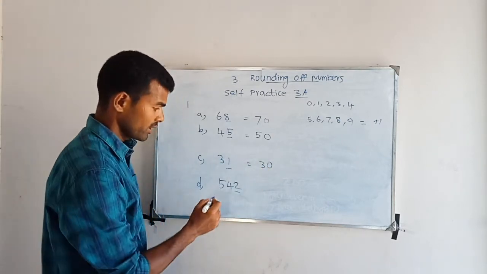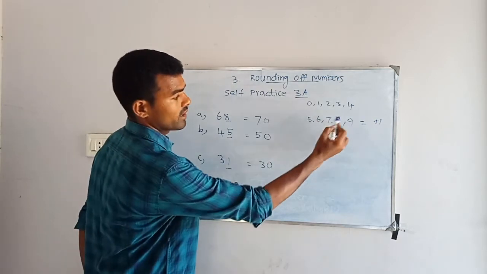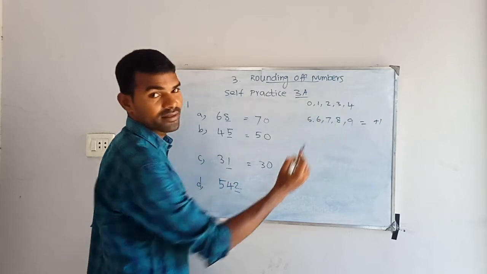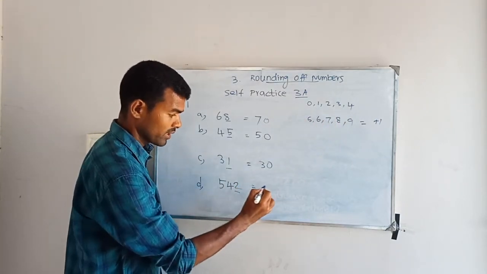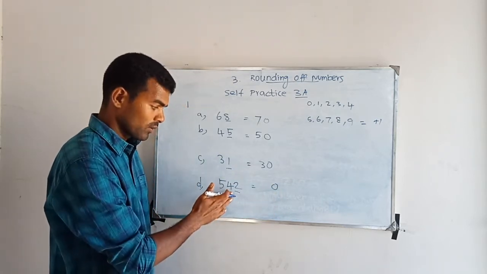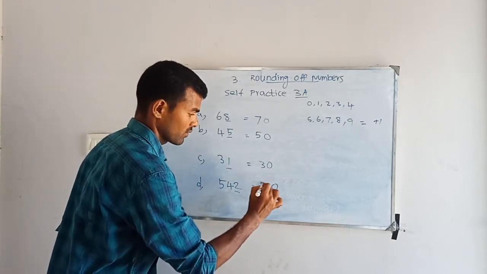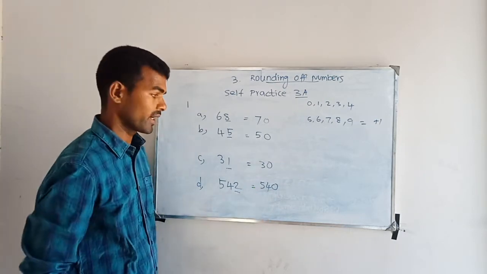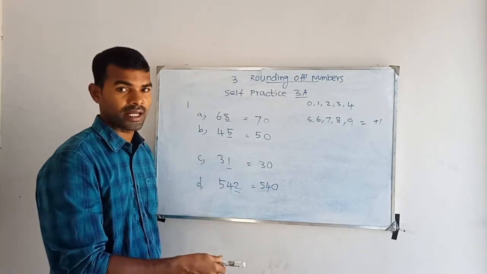See here, 2 is given. It is less than 5. If the number is less than 5, you have to write 0 in the ones place, and whatever the remaining digits are, write them as they are. So 54, and 540 is the answer. So this is the answer for the nearest 10.